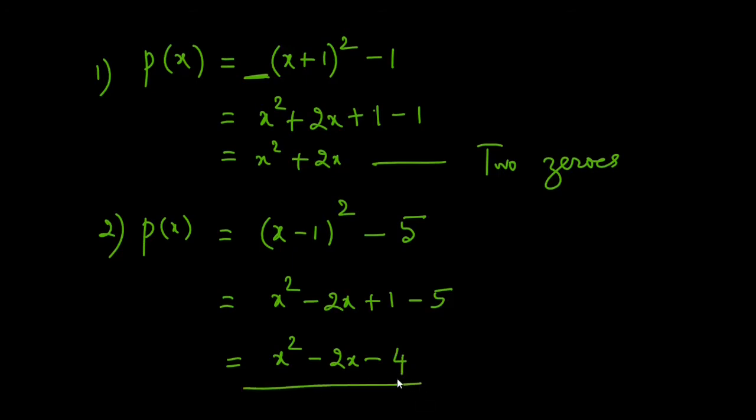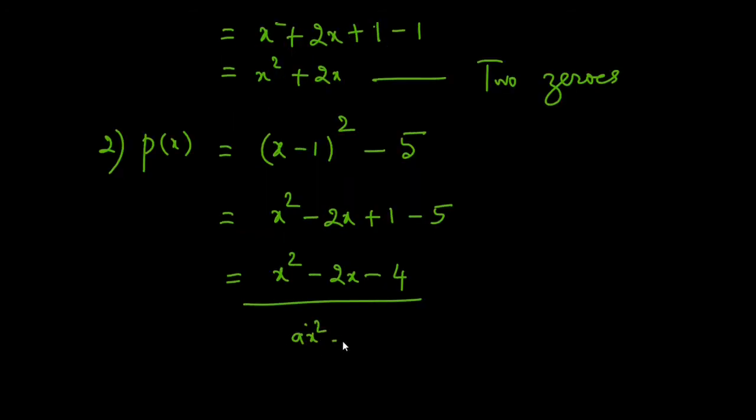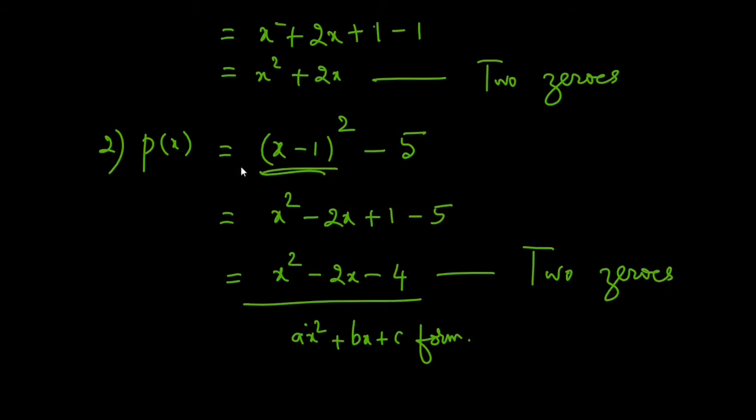We have written this one in ax square plus bx plus c form. So this has two zeros, because here we have a complete square and this a value here is positive and the constant after complete square is negative. So this will have two zeros.